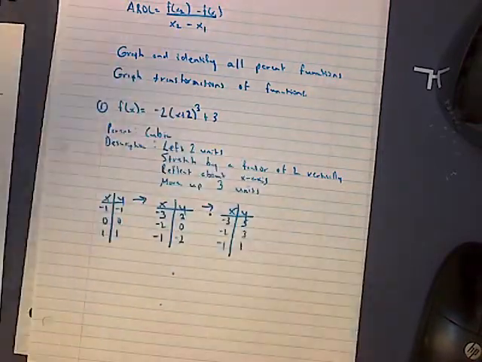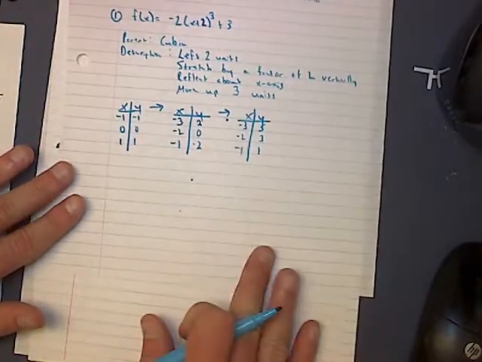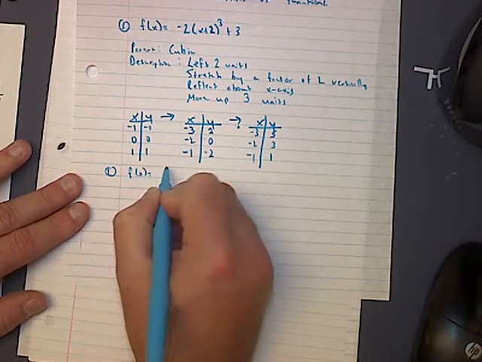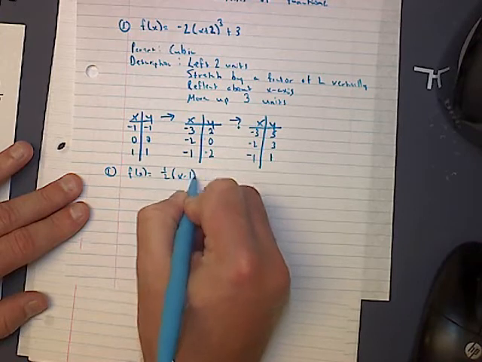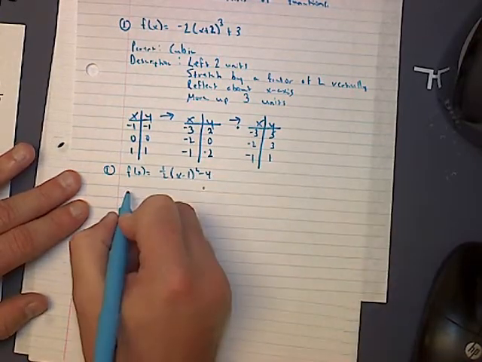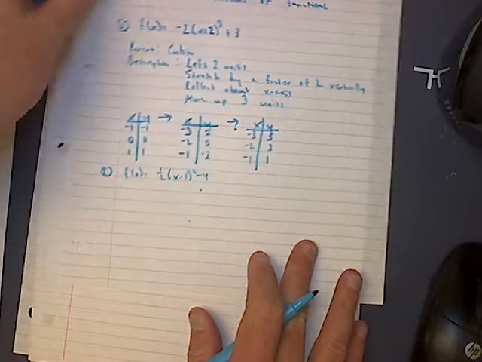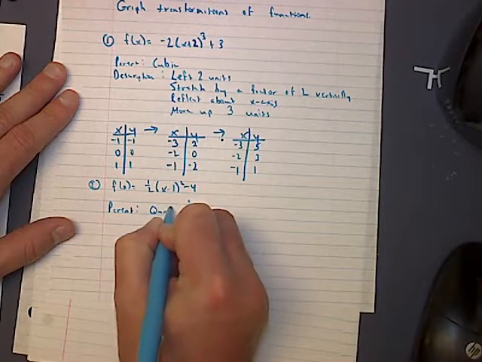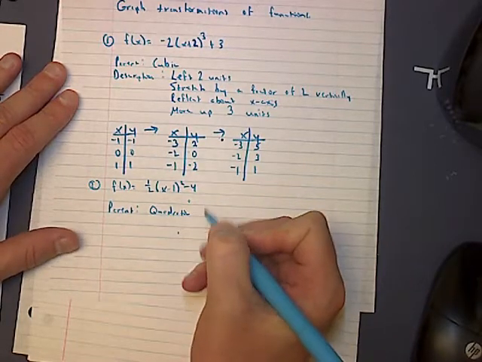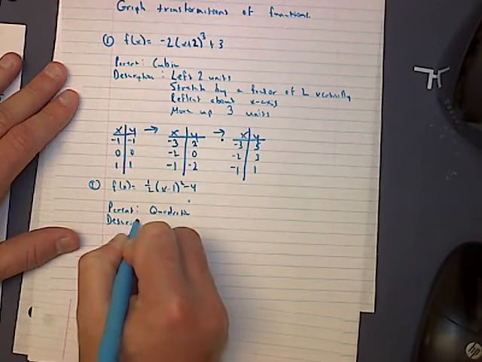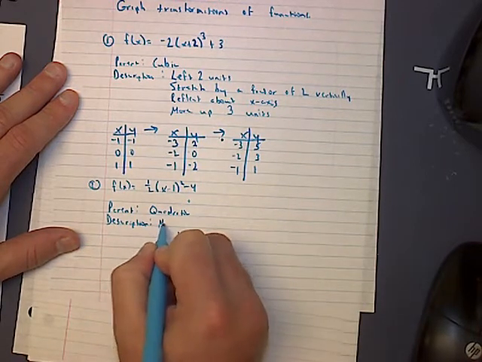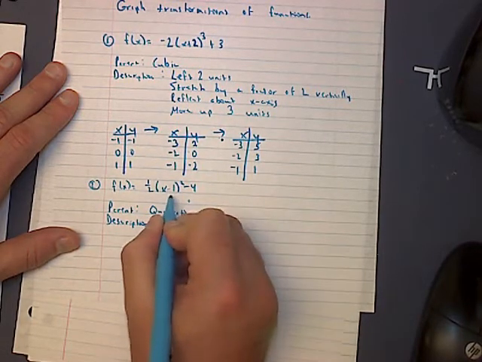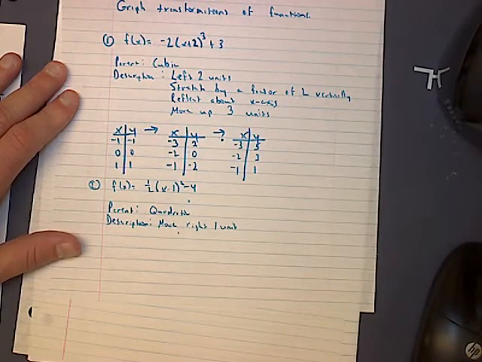Okay, let's look at another one. F of x equals 1/2 times (x minus 1) squared, minus 4. The parent is quadratic. Description. Move right 1 unit, because you see a -1 inside. It's opposite of what you think. Instead of moving left, you're moving right 1.